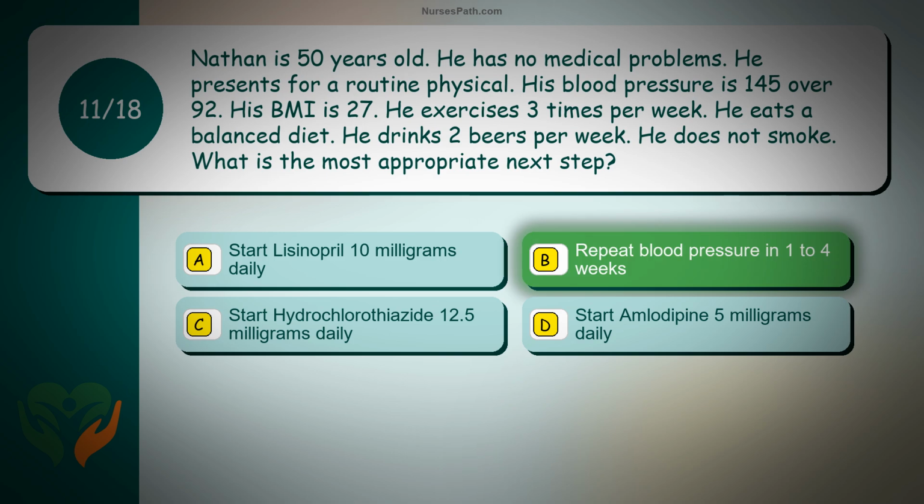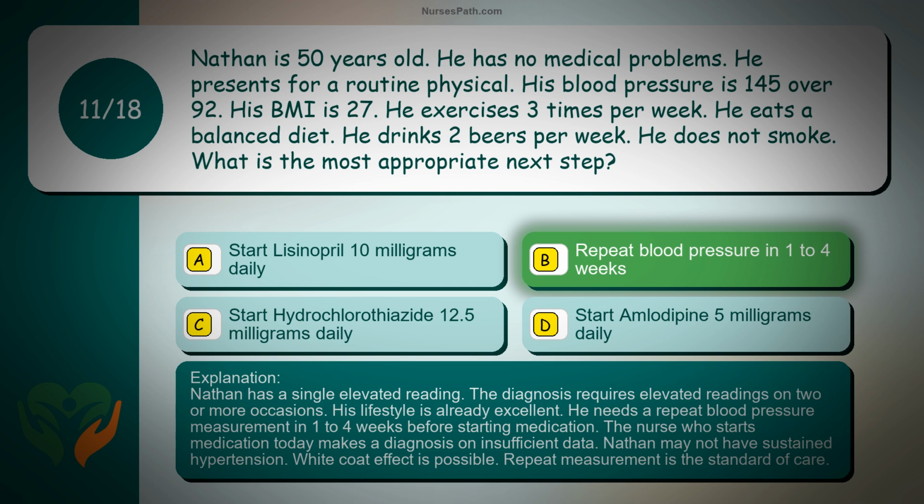Repeat blood pressure in 1 to 4 weeks. Nathan has a single elevated reading. The diagnosis requires elevated readings on 2 or more occasions. His lifestyle is already excellent. He needs a repeat blood pressure measurement in 1 to 4 weeks before starting medication.